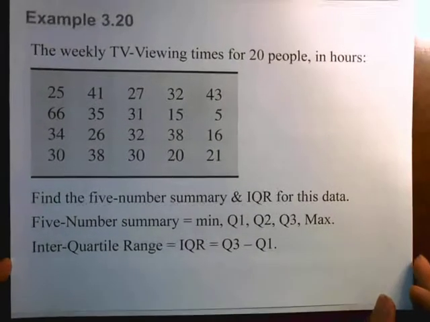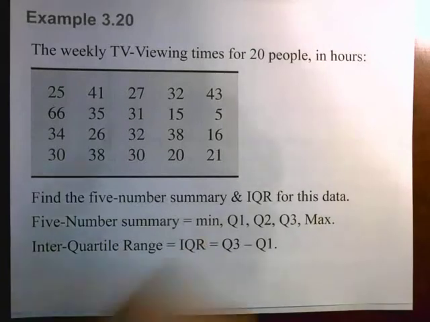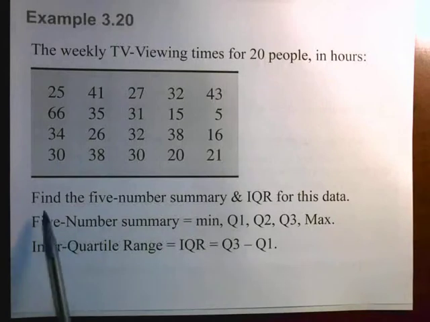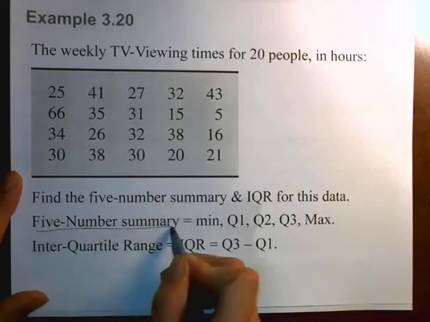Here's an example from your book. The TV weekly viewing times for 20 people who were sampled, and this is the number of hours per week that they spend. So the question is, let's find what's called the 5-number summary and the IQR for this data. We haven't defined either of those yet. So what's the 5-number summary?